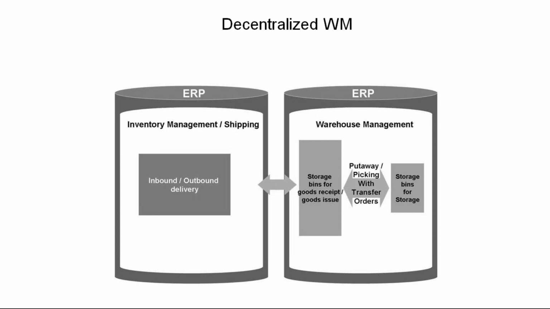When it comes to decentralized WM, we have another version, which, as I said, is a parallel version of WM, wherein you use only WM in a different instance of ECC. For example, you have two instances of ECC. In one instance, you use all IM related modules, let's say purchasing and MM, SD, FI, PP, all these modules. And in another instance, you'd like to use only WM.